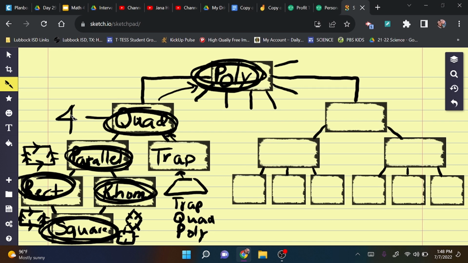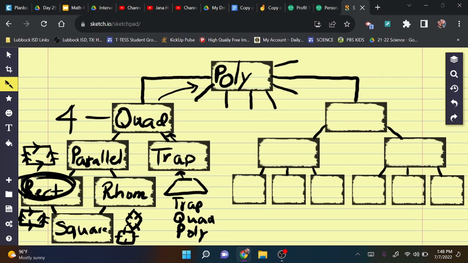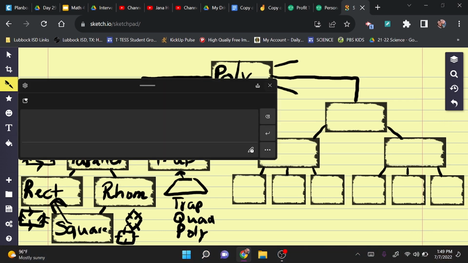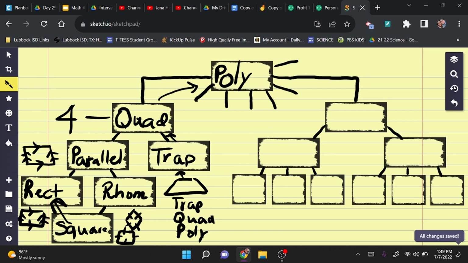So this hierarchy will help you answer those questions of, what shapes have 2 sets of parallel sides? Well, that would be anything that is a parallelogram. Can you call a square a rectangle? Yes, you can tell by this hierarchy. So learn the hierarchy and it will help you out greatly.